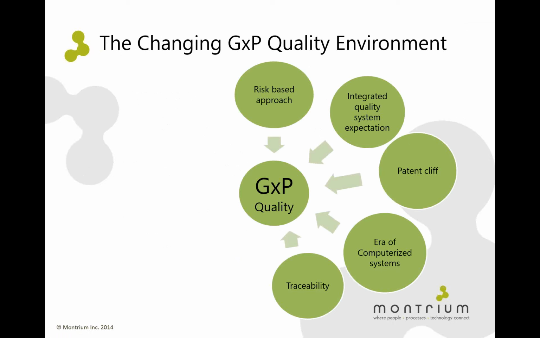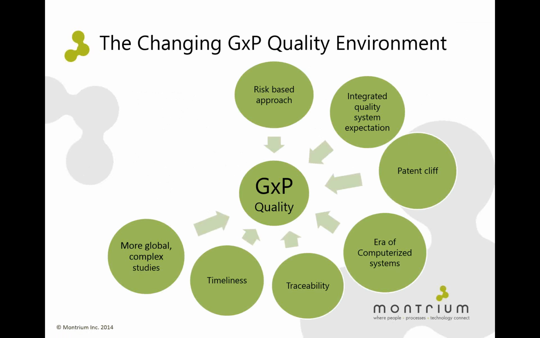There's definitely a lot of focus on traceability, and again, this is with the inspectorate. They're really looking for increased traceability around clinical trial execution as well as pharmaceutical manufacturing. They're also expecting timeliness of information, so information really needs to be compiled at the time of occurrence. We're also seeing that we're dealing with more global and complex studies as we're looking for naive patients. And we're also increasing our outsourcing, so many of our operations are being done by third parties. This also has a big impact on GXP quality.